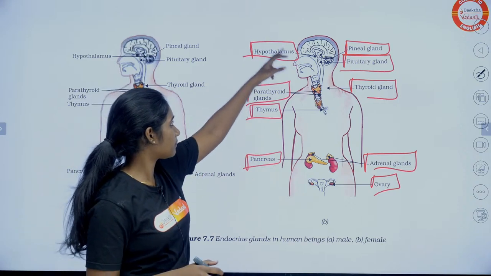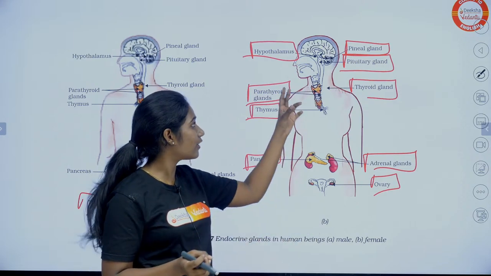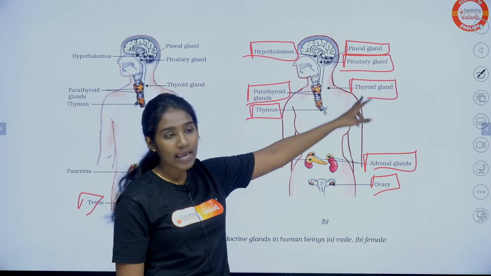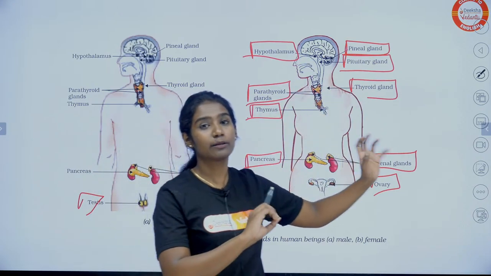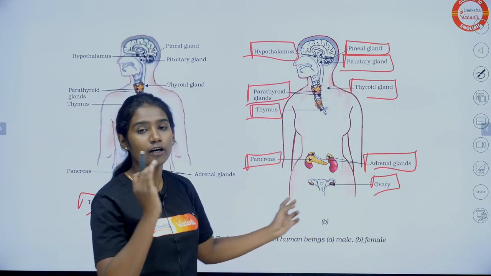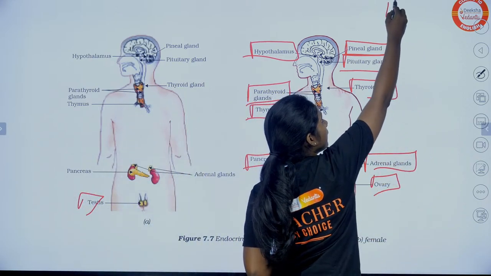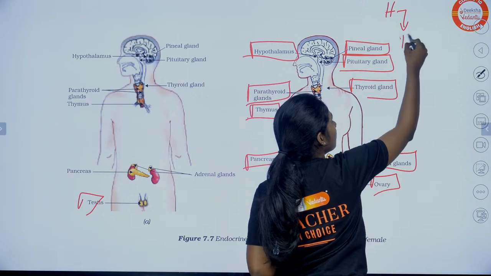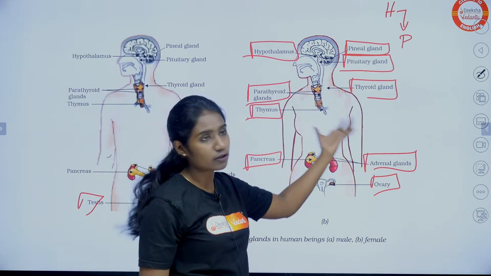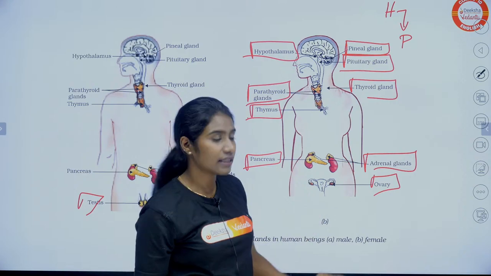Like you all know, the hypothalamus is like a principal gland which regulates the activity of other glands. First, the hypothalamus will make the pituitary gland release certain stimulating hormones, and then those stimulating hormones will activate other glands to secrete hormones. That's how it works, right? The hypothalamus controls your pituitary gland. The pituitary gland is also called the master gland. It secretes so many stimulating hormones, which will control the activity of other glands.